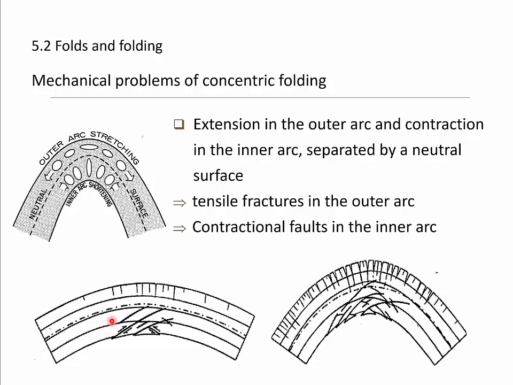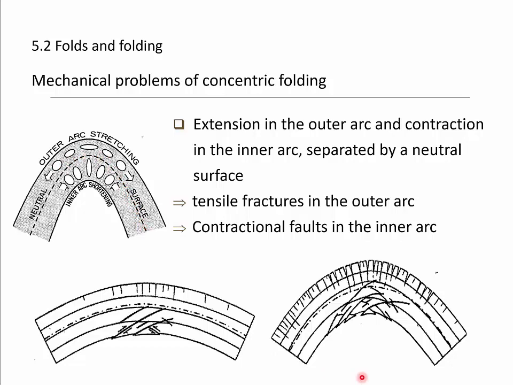The contraction in the inner arc is often compensated by conjugated faults. In this orientation, these would be conjugated thrust faults. In between the outer arc, that is undergoing extension, and the inner arc, that is undergoing contraction, we find a neutral surface where neither stretching nor contraction occurs.